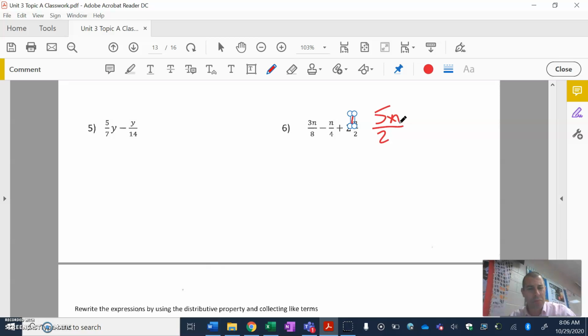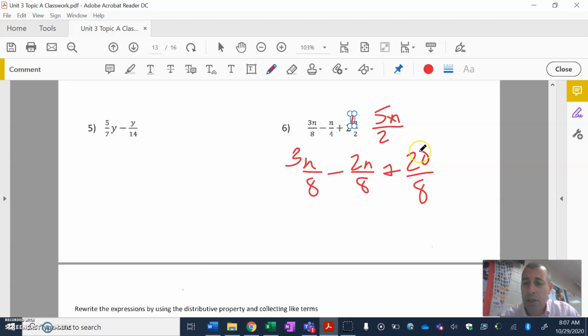So as I look at all these, do I have like terms with all of them? I do. They've all got that variable n. So we're going to do a common denominator with all 3 of them. I see an 8, a 4, and a 2. So let's use an 8. Nothing's changing in the first one, so nothing's changing in the numerator. In the second one, you had to multiply by a 2, so n times 2, 2n. And in the third one, to get from the 2 to the 8, you have to multiply by 4. So 5n times 4, 20n.